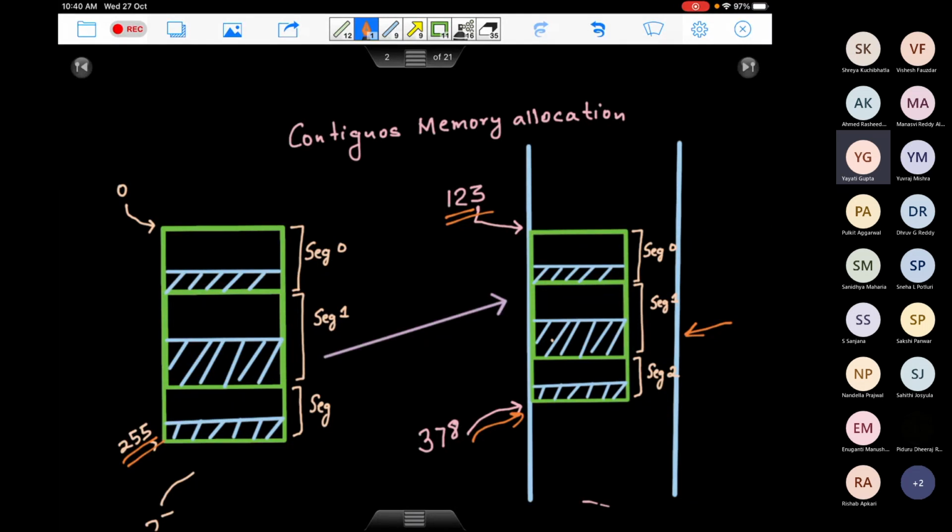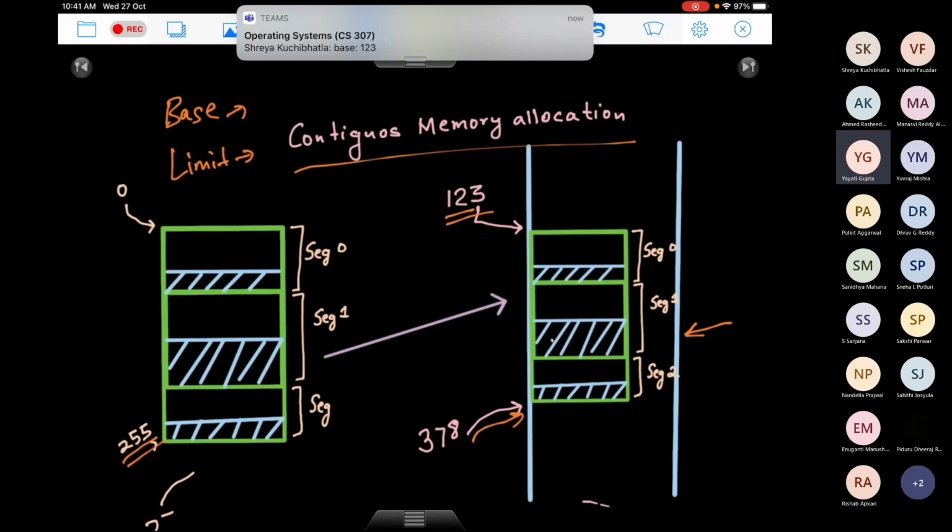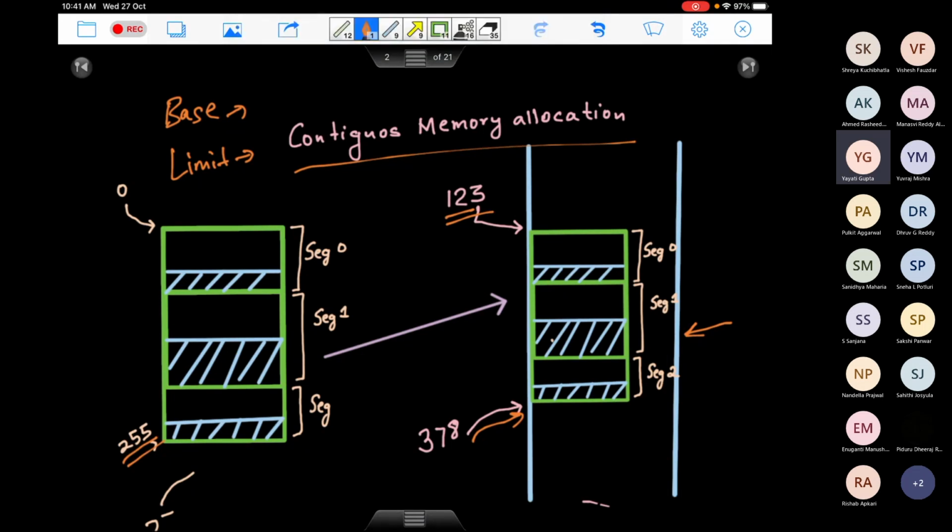Can you tell me the values of base and limit registers here in this example? Contiguous memory allocation is being done with 2 registers, base and limit. Can you tell me what their values are in this particular case? It's a straightforward question, right? Yes. So Shreya says base address is 123. So 123 is that address in your physical memory where this process is loaded.